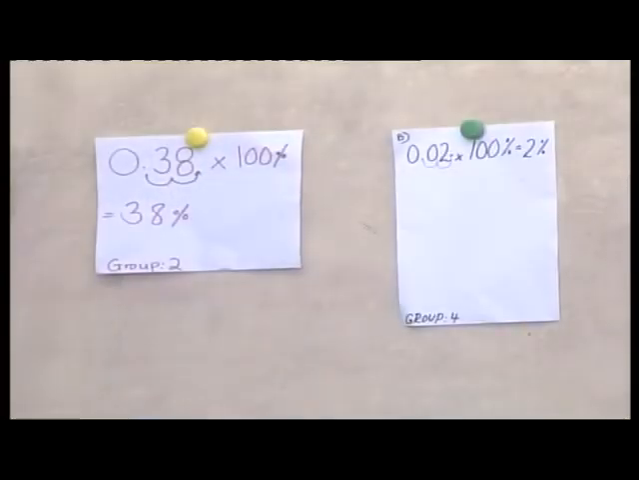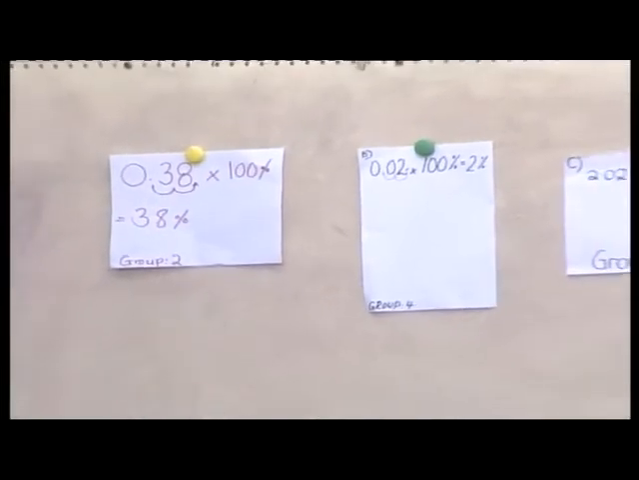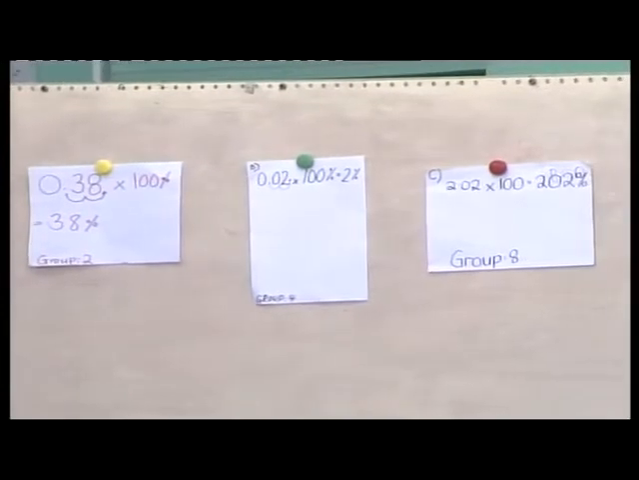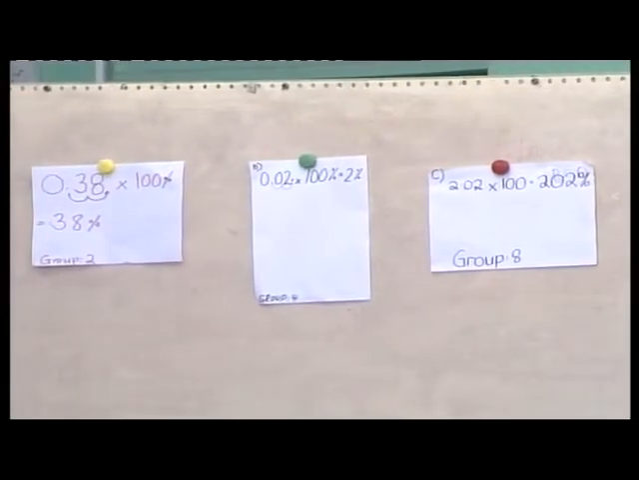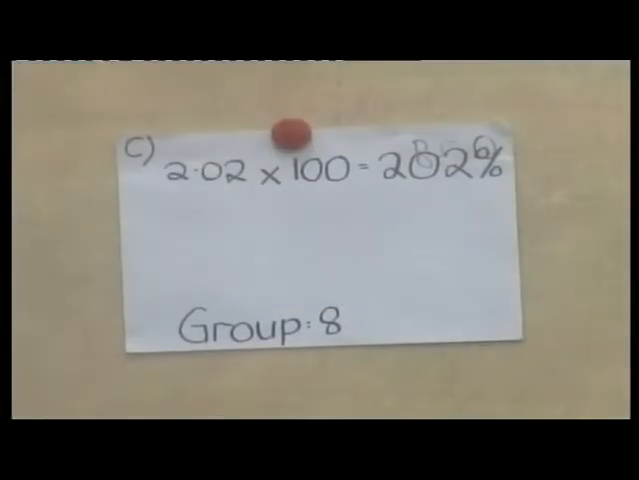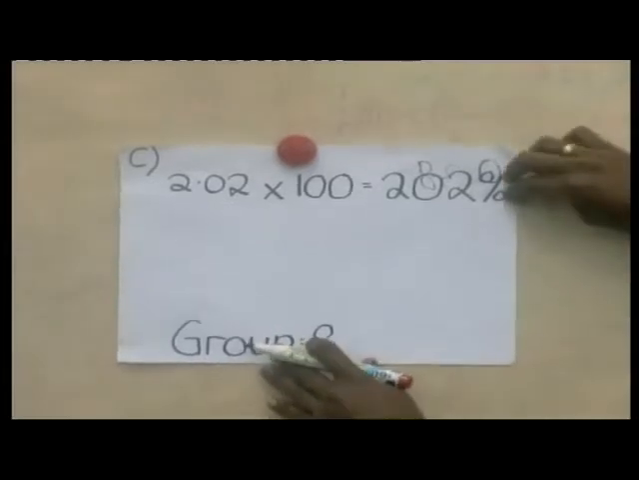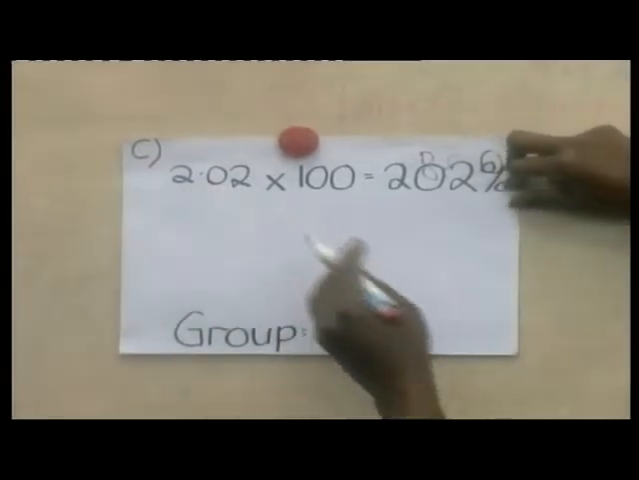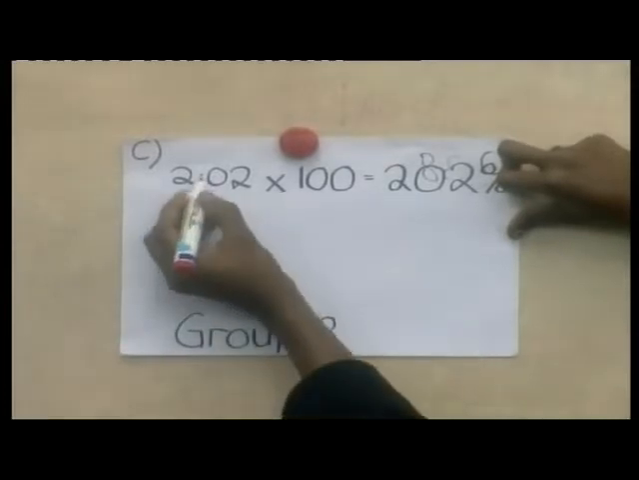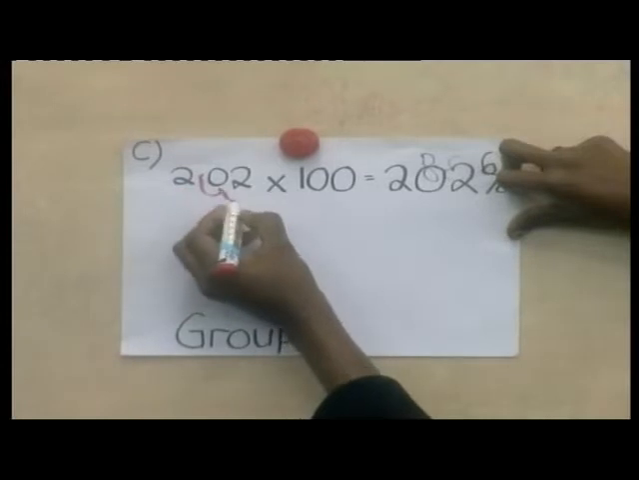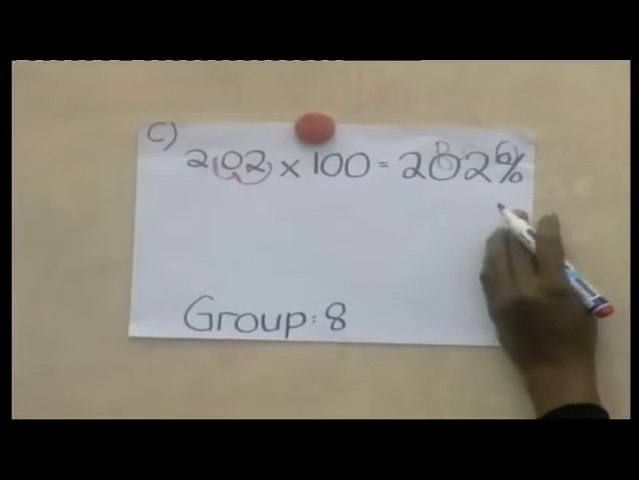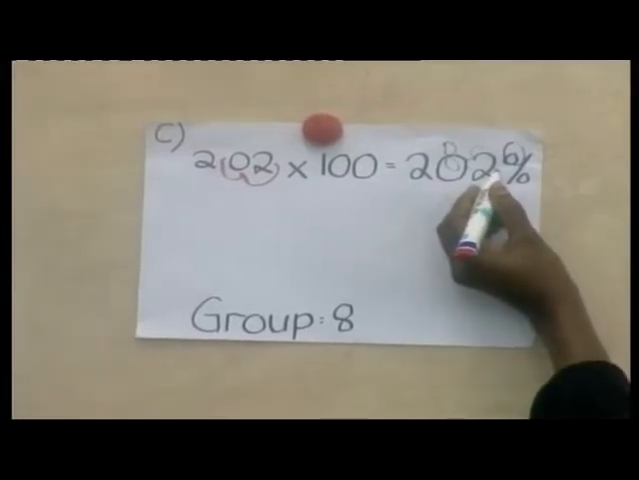Let's now have a look at group number 8. 2.02 multiplied by 100. Their percentage answer is 202%. Let's confirm that by moving our decimal point. Your decimal point is here. We are going to move 2 decimal points to the right. 1, 2. The decimal point now is after these 2.